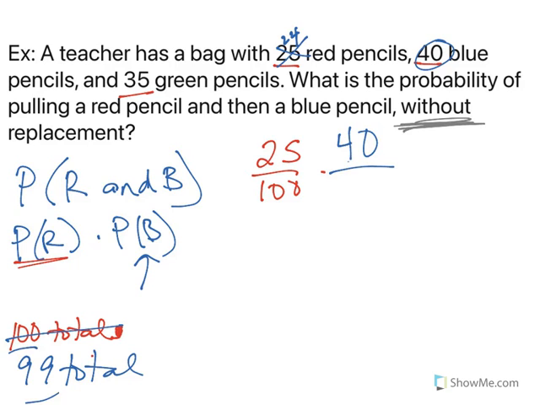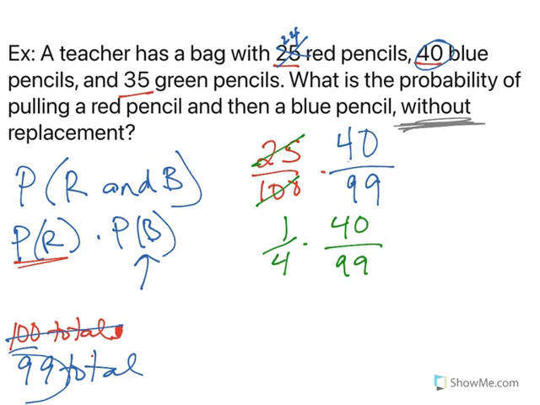40 blue pencils, and we have 99 total. Now, multiplying this across can get kind of ugly, so we could always reduce, right? I know that 25 over 100 reduces to 1/4. So I have 1/4 times 40 over 99.